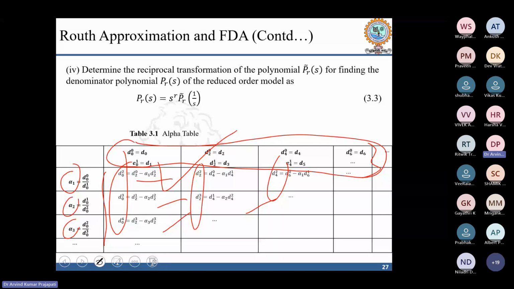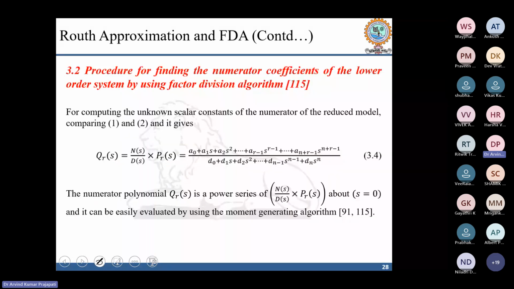What are the drawbacks? The Routh approximation technique is applicable only when the order difference between the numerator and denominator polynomials is 1. If the order difference is more than 1, then it is difficult to apply, or you cannot apply the Routh approximation method. Then we apply the factor division algorithm for calculating the numerator, and that I have discussed here.